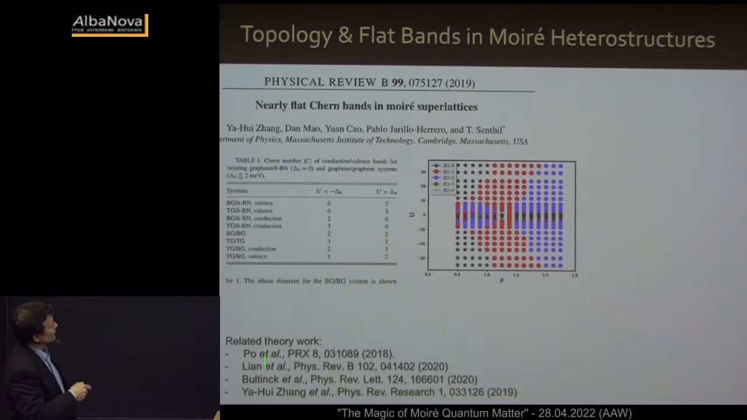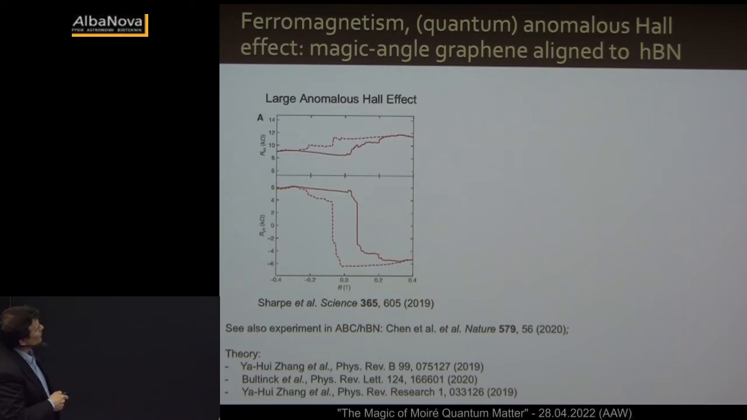And 6 months later, the group of David Goldhaber-Gordon at Stanford measured this very large anomalous Hall effect, a very large transverse Hall voltage at zero magnetic field, showing that there was ferromagnetism in this system, and it's a new type of ferromagnetism called orbital ferromagnetism.